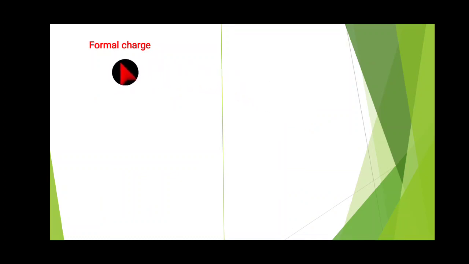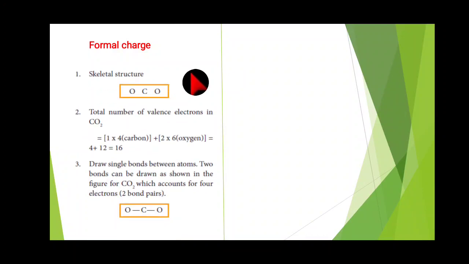Next question, what is formal charge? What is formal charge? First, the skeletal structure. Suppose we use the carbon dioxide structure. So first the skeletal structure, without bonds: oxygen, carbon, oxygen. So the total number of valence electrons in carbon dioxide: carbon 4 valence electrons and 2 oxygens with 6 valence electrons each, totally 16.